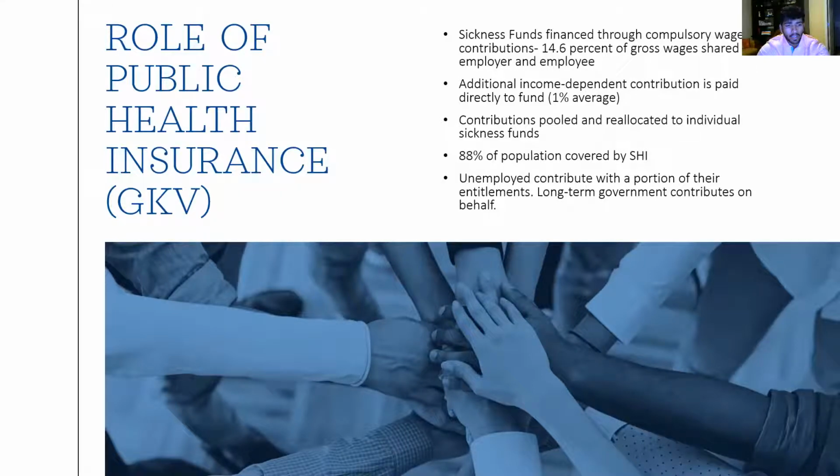People earning above $68,000 per year are exempt from being required to be part of the public health insurance. And if you're self-employed, you have to pay the full 15% of your gross wages.